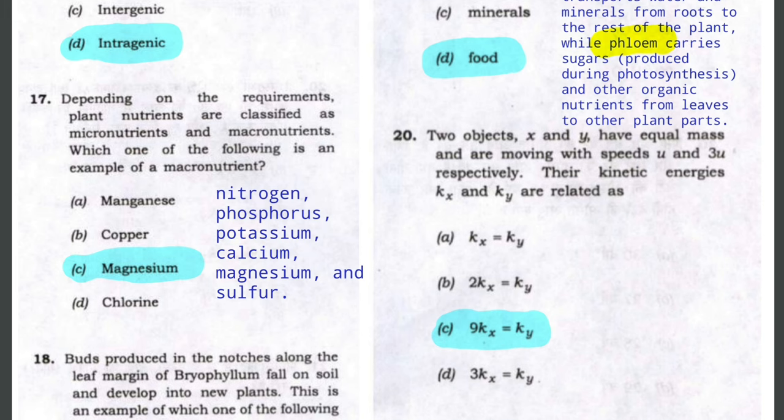So plant nutrients are divided into micronutrients and macronutrients. So you will have to just remember the macronutrients. So nitrogen, phosphorus, potassium, calcium, magnesium, and sulfur. These six are called macronutrients because they are majorly provided by the soil only. So here the question is which one of the following is an example of macronutrient. So magnesium would be the correct answer. So just remember this, manganese is a micronutrient while magnesium is a macronutrient, which is also very important for the growth of plants.